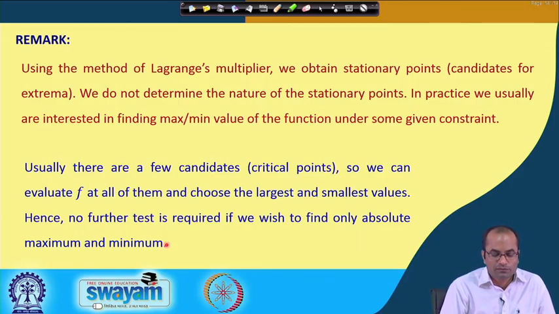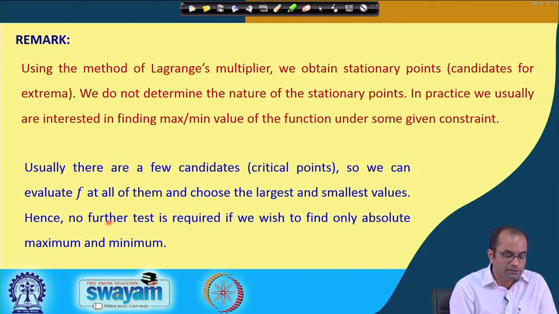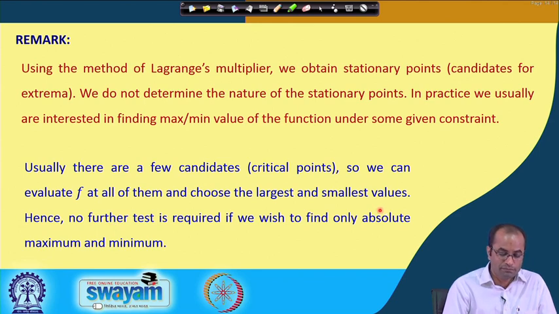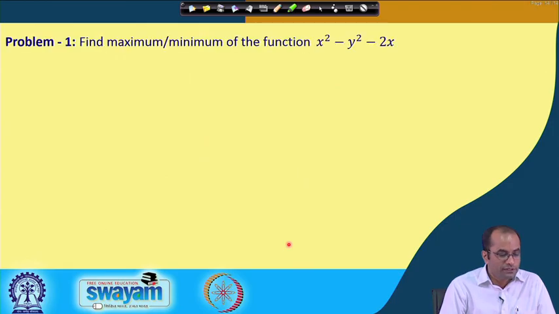So, our aim is now to find only the absolute maximum and minimum, and therefore, we do not need any other test to determine whether this point is a point of local maximum, minimum, or a saddle point, but rather we will look for just the global maximum and minimum of the problem under that given constraint. So, let us move to the example here.